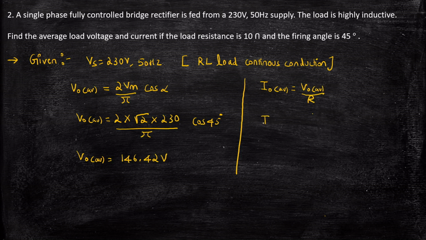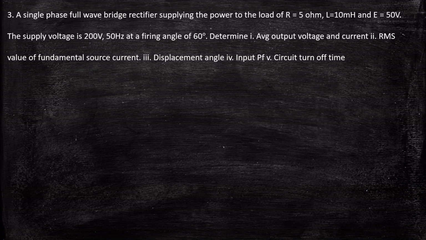So substituting, you will be getting I_O average to be equal to 14.64, as they've given R value to be equal to 10 ohms. So this is 14.64 amps. Look at problem number 3.